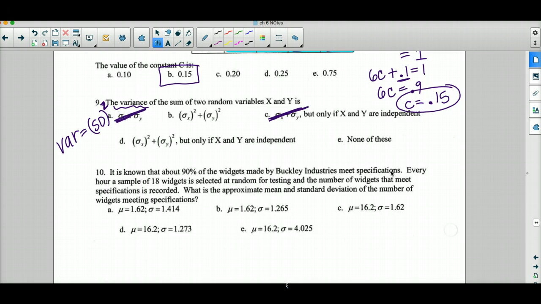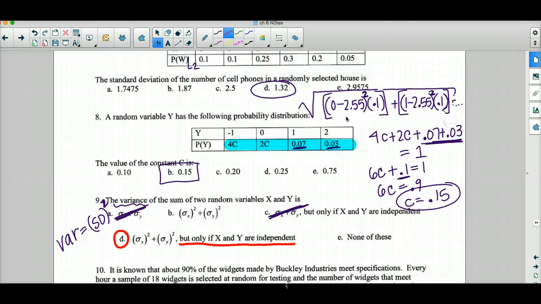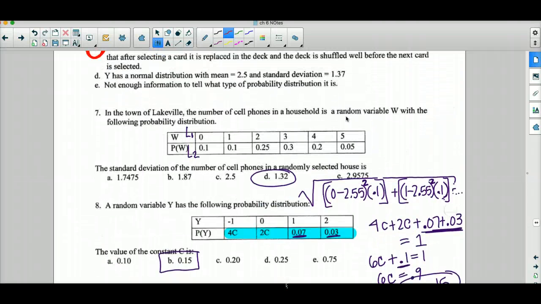So B and D are exactly alike except this statement. Is that statement necessary? Is it important that they are from independent populations? Yes. Notice right back here. So the answer is D, and I want you to look back at this question.